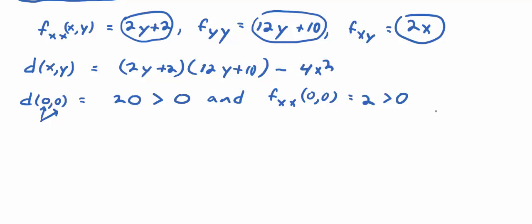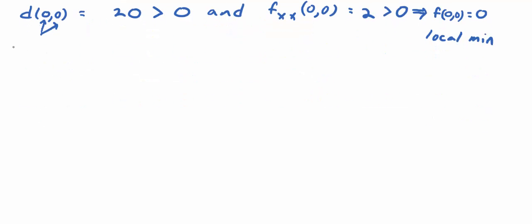So what is it exactly that's a minimum? Well, this implies then that f of 0, 0, which if you go back and look at the function, is equal to 0. It implies that f of 0, 0, which equals 0, is a local minimum. So there's one answer. Now, the next critical value, remember, was 0, negative 5/3. So we're also going to plug that in to D.